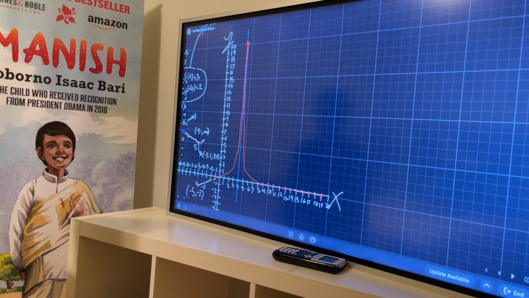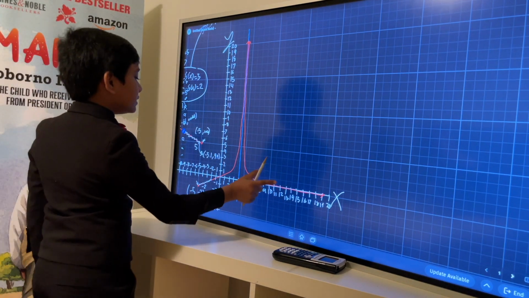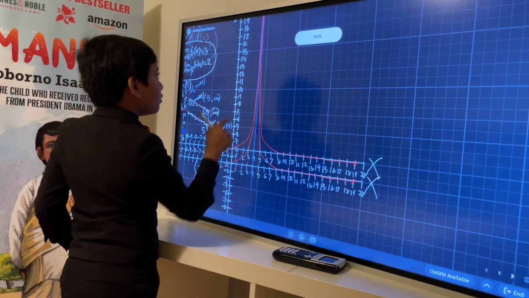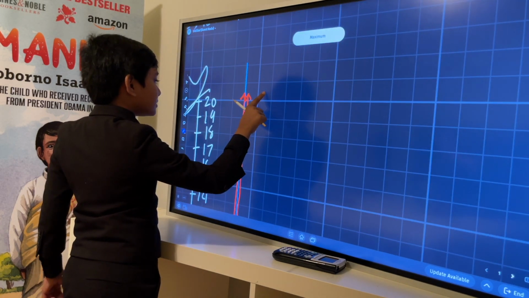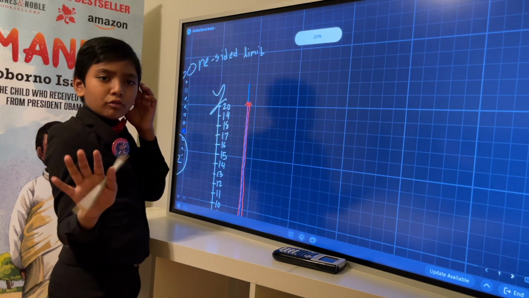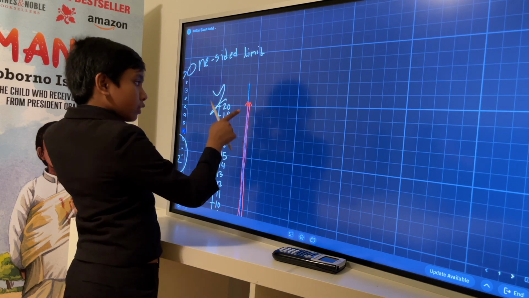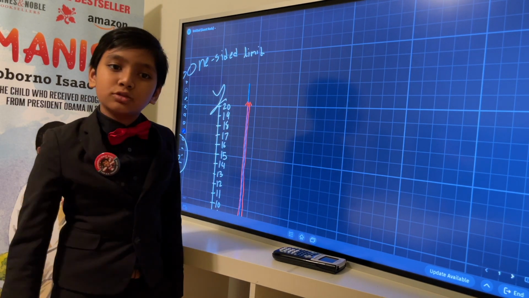So this is the vertical asymptote. And as you can see, it's on 4. So they will get closer and closer to this asymptote continually, but they will never ever touch it. Ignore that. That's just an inaccuracy because my hands are screwed up.